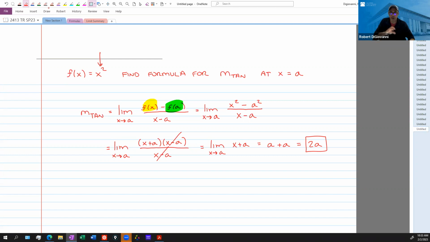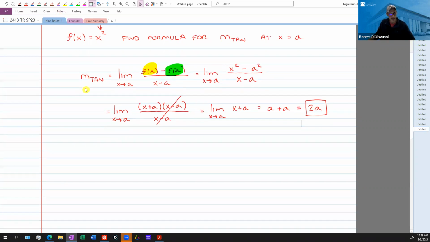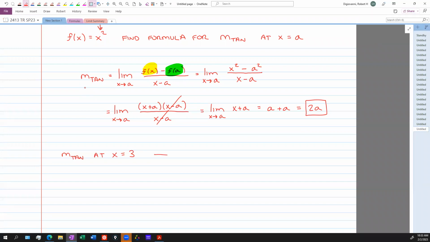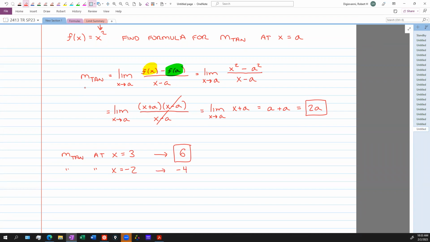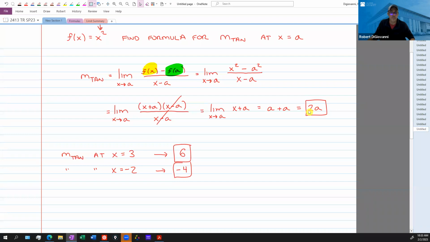I went fast through that, but do y'all follow all the algebra there? I mean, it was pretty clean algebra, so I went quickly. So now, you tell me, what is the slope of the tangent line at x equals, let's say, 3? 6. Okay, what's the slope of the tangent line at x equals -2? -4. So all you're doing is you're plugging in whatever the x value is into that formula.